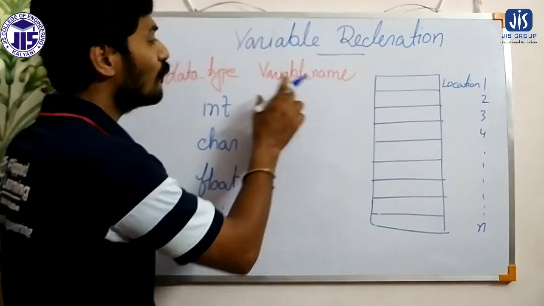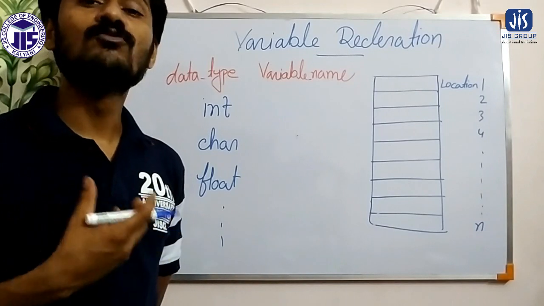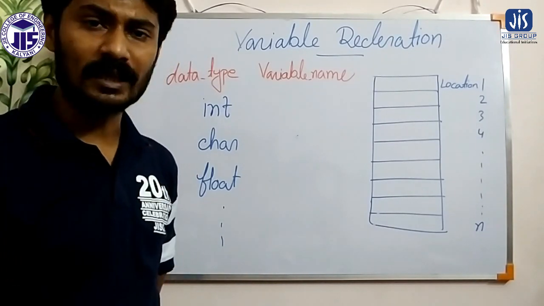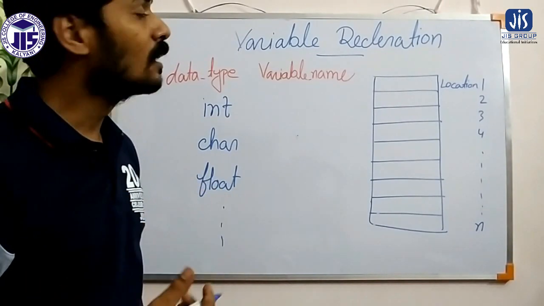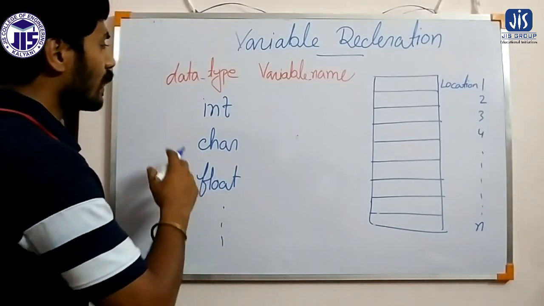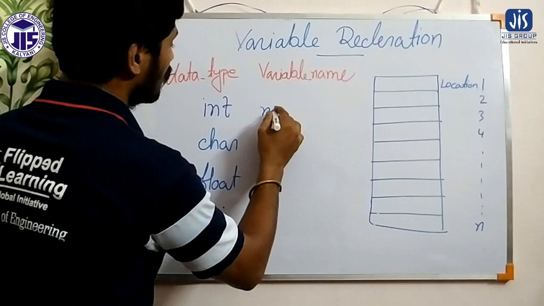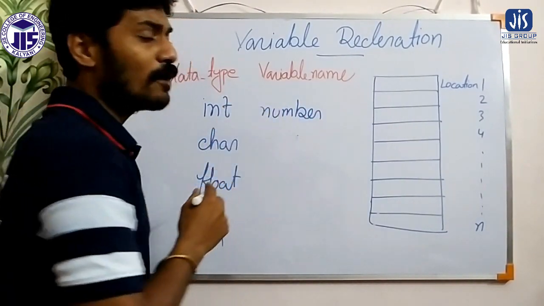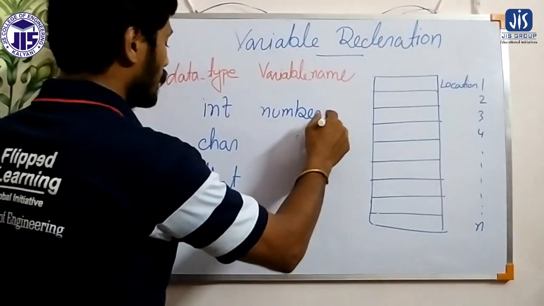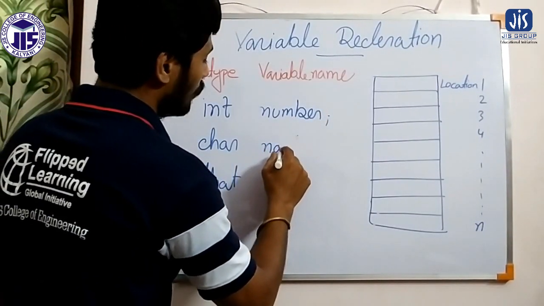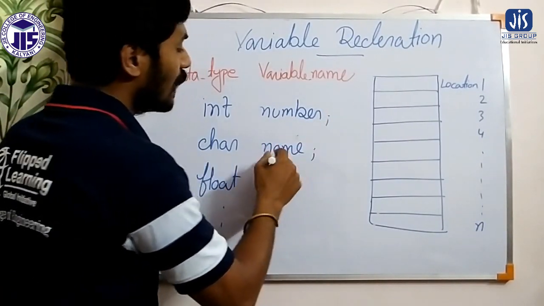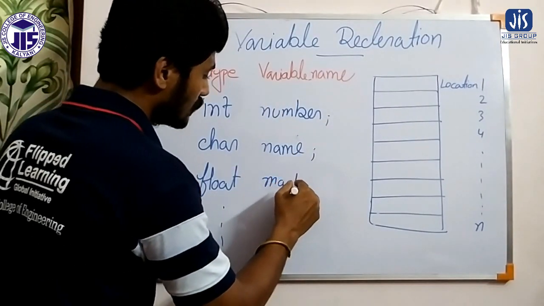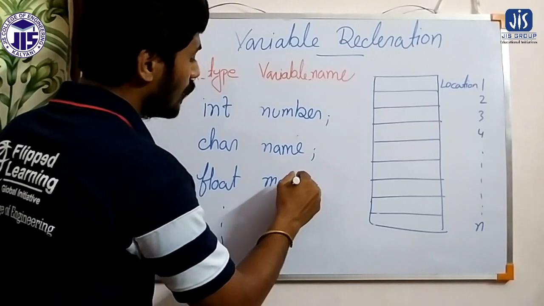Then you have to provide a variable name, and the variable name is user given. You can assign any name to the variable. Just some simple rules are there that we have to follow while writing a variable name. So if, for example, I say integer number, so number becomes my variable name. Character, for example I say name, so name becomes a variable name. Float, for example I declare marks, so marks becomes my variable name.